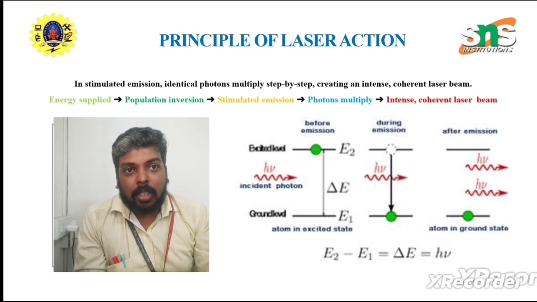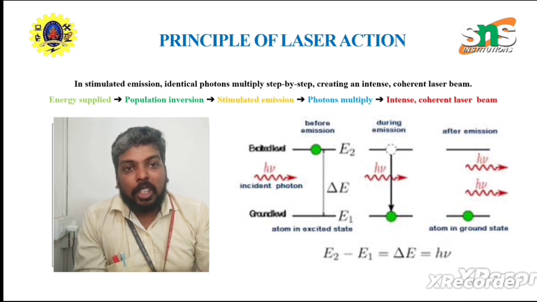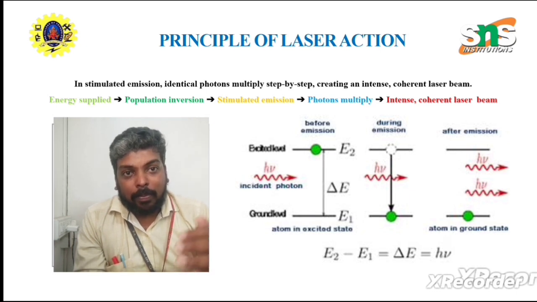In the case of stimulated emission, the ground state atoms are excited by the optical pumping technique from the ground state to the excited state. In the excited state, electrons get more energy, reaching the population inversion state. That means the number of electrons in the excited state is higher than the number of atoms in the ground state. So that is the population inversion state.